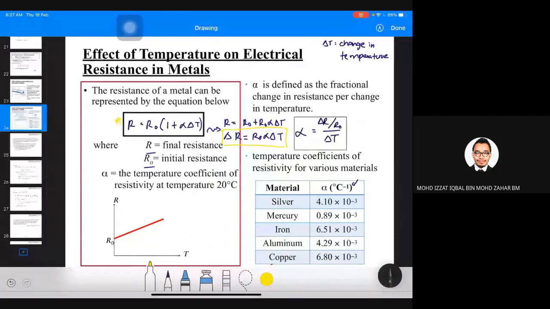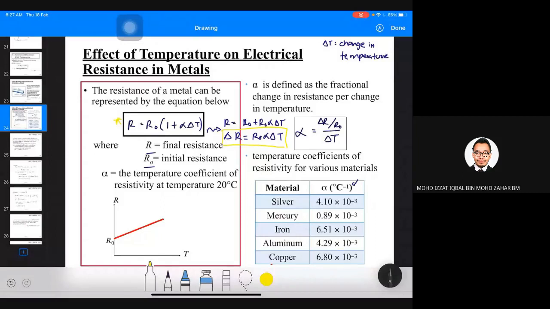So you will expect the graph of R against T to be linear like this. Okay. And the gradient actually is the coefficient of resistivity. So alpha is the coefficient of resistivity.